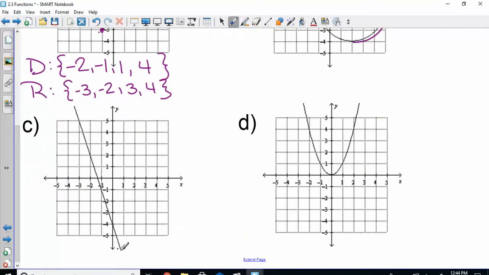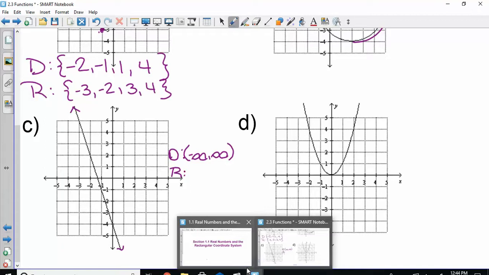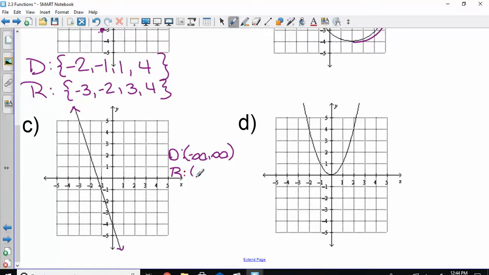Alright. Let's talk about this one. And this is just a line, keeps going both directions. So my domain, if I'm going left to right, this keeps going to the left forever. That one keeps going to the right, so we get all of them. Your range, going from the bottom to the top, this is going down forever, so that's -infinity. That end is going up forever, so we hit everything from -infinity to positive infinity.